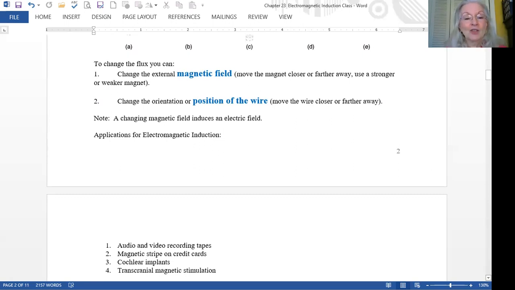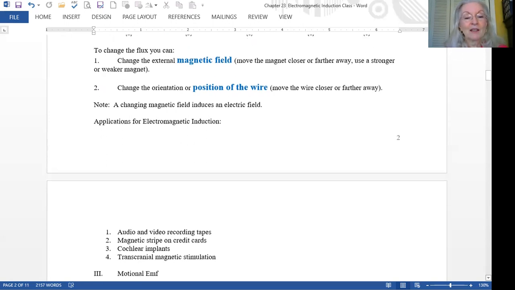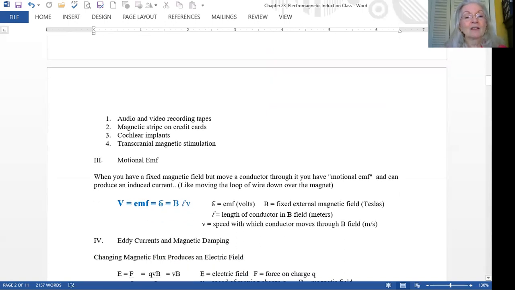And we find applications for this in motors and generators and audio and video recordings and the magnetic strips on credit cards and cochlear implants and all kinds of things out there. It's an amazing world where you don't actually have to physically connect with a wire in order to produce a current. So you will need to know the equation for the motional EMF, and that's that the voltage is equal to BLV. So the voltage, or the EMF, is equal to BLV.